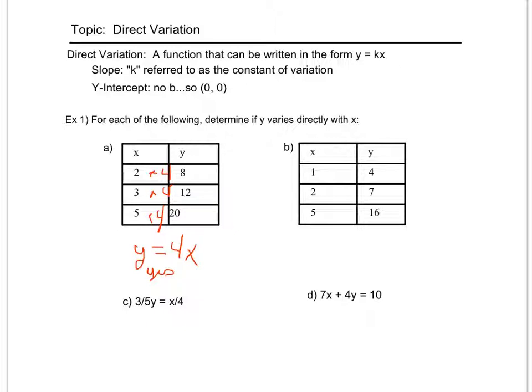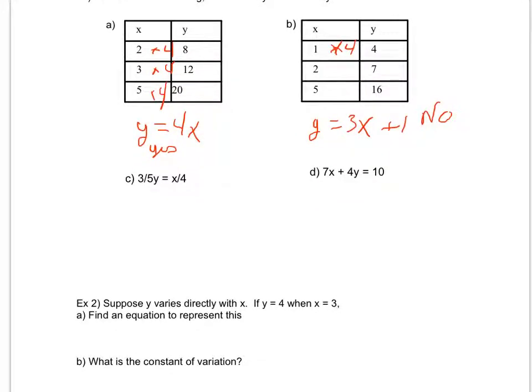In example B, however, how do I get from 1 to 4? Well, I do 1 times 4. How do I get from 2 to 7? Well, it's not in the same manner. I'm not doing times 4 anymore. So I right away can see that this doesn't vary directly. I don't have that constant of variation. If I were to work through it and find the equation, I would find that the equation is y equals 3x plus 1. So no, this does not vary directly. The way I'm finding that equation is going through that, finding the slope, y minus y1 equals m times x minus x1, which you'll see an example of further down.